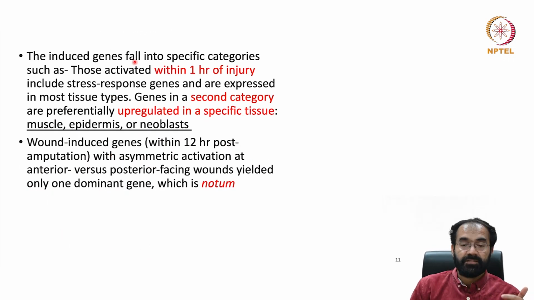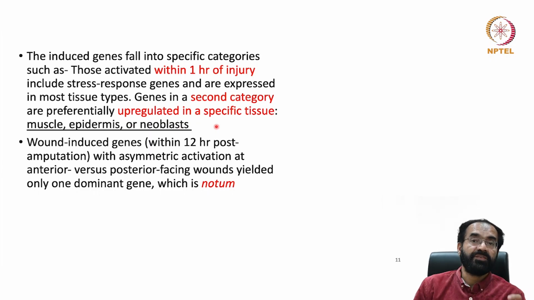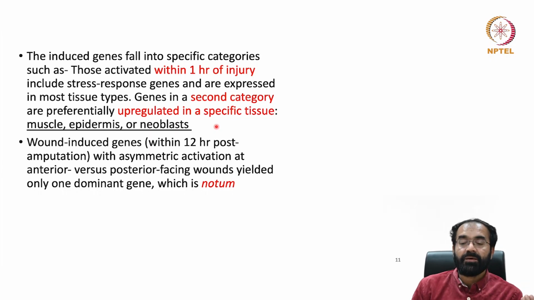The induced genes fall into specific categories. Those activated within 1 hour of injury include stress response genes and are expressed in most of the tissues, and genes in a second category are preferentially upregulated in a specific tissue. Some are generic gene expression events, stress response events. Some of them are upregulated only in some tissues, like muscles, which can have PCG expression in them. Muscle, epidermis and neoblasts are some of these specialized tissues which express some genes specifically.